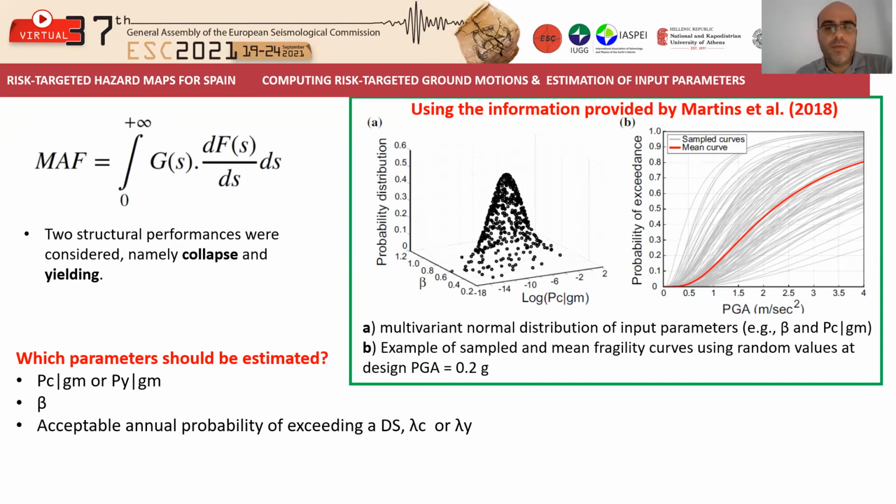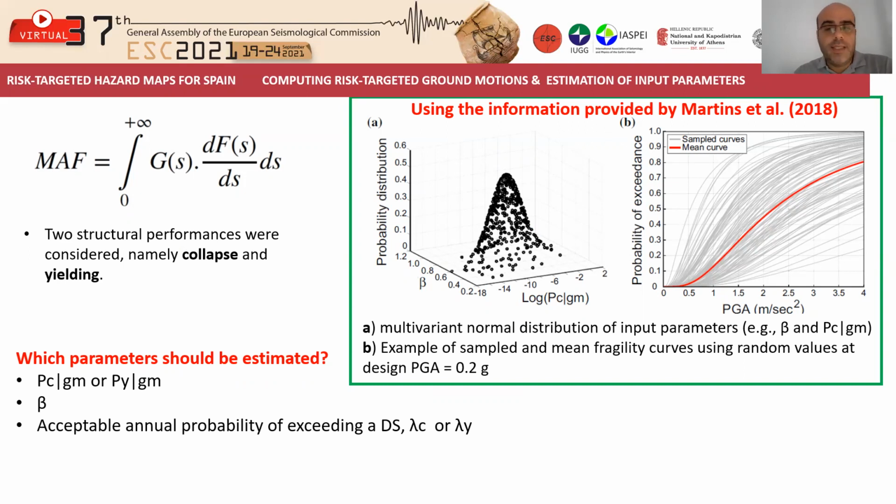It means that first we have to define the annual acceptable probability of exceeding a damage state as a target value. Therefore, it's necessary to define an acceptable level of seismic performance. Different suggestions have been proposed in other studies and seismic codes, but in this study to calculate the acceptable threshold for the annual risk of exceeding the damage state, a framework similar to that of Loco et al. 2007 was followed. Two structural performances were considered, namely collapse and yielding.